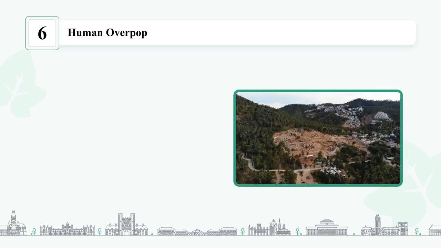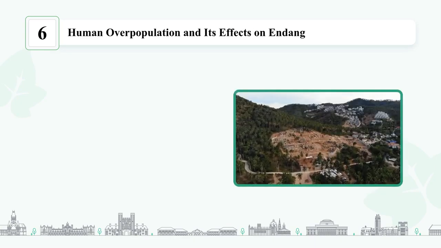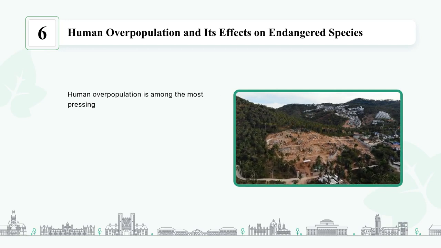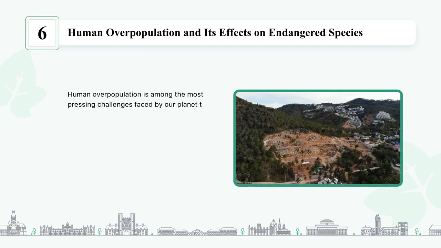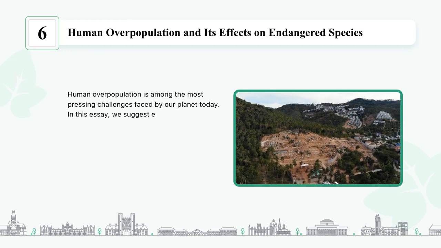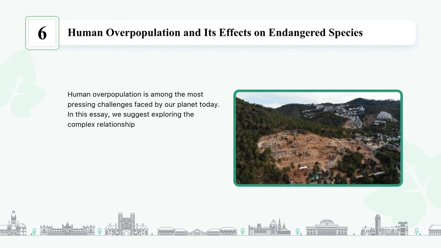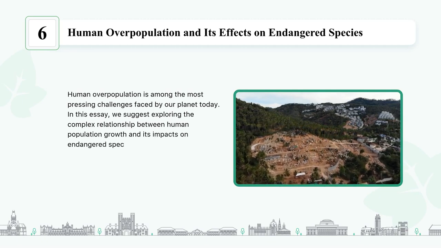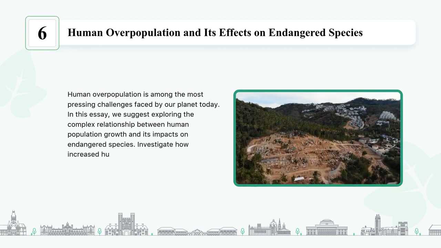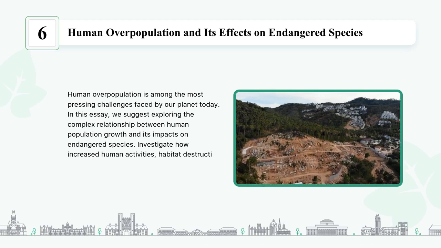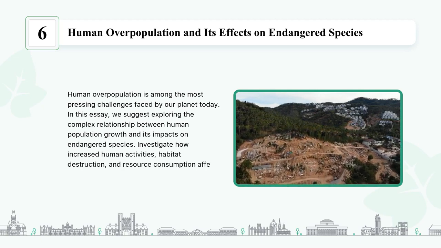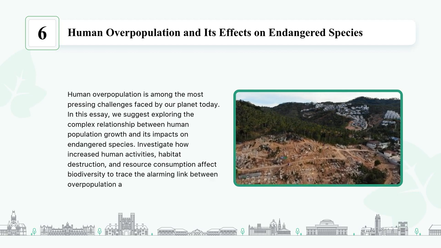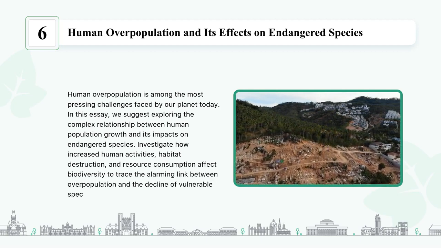Human overpopulation and its effects on endangered species. Human overpopulation is among the most pressing challenges faced by our planet today. In this essay, we suggest exploring the complex relationship between human population growth and its impacts on endangered species. Investigate how increased human activities, habitat destruction, and resource consumption affect biodiversity to trace the alarming link between overpopulation and the decline of vulnerable species.